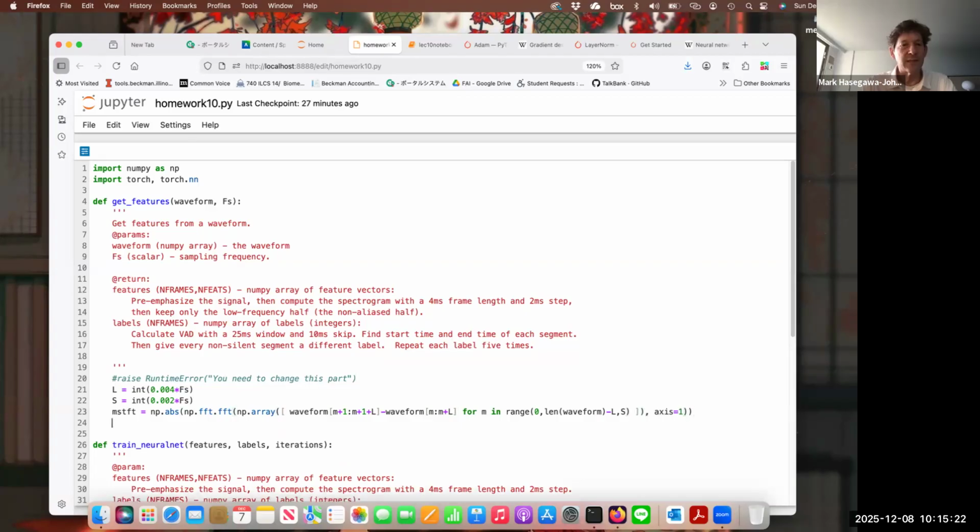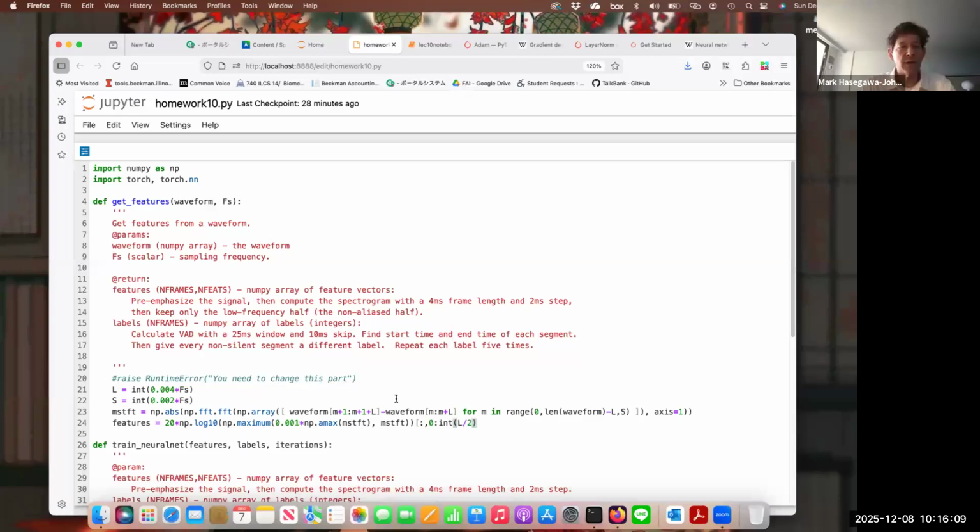Then we want the spectrogram. The features will just be the spectrogram, which is 20 times the log base 10 of the maximum of 0.0 times the max of the MSTFT or the MSTFT itself. Now we have features. The features will be n frames by n feats, so it'll have a number of rows equal to the number of frames and the number of columns equal to the number of features. But oh, the number of features should just be the lower half. It shouldn't be all capital L of them. It should be L over 2.